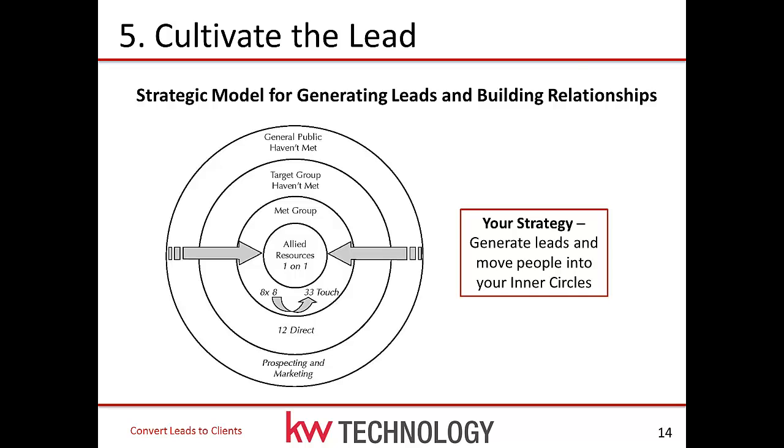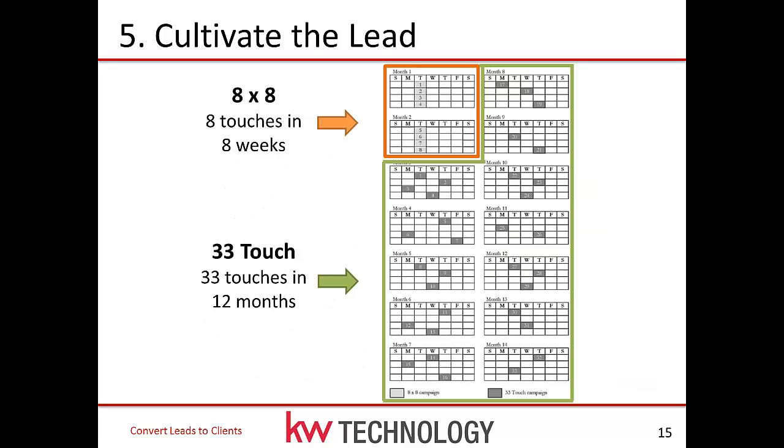Your strategy is to generate leads and move people into inner circles of this model by implementing systematic marketing plans. 8x8 is for people you have just met. Start them on an 8x8 right away and begin building a relationship and increasing the awareness of your brand in their mind. Simply put, once a week for 8 weeks, you'll make meaningful contact with these individuals via letters, cards, and phone calls. The aim is to establish yourself as the number one real estate agent in their mind. Remember, if you're not first or second in their mind, you probably won't get the business.